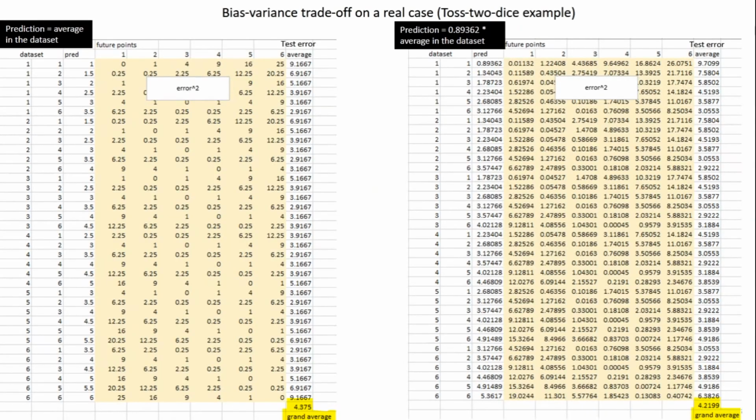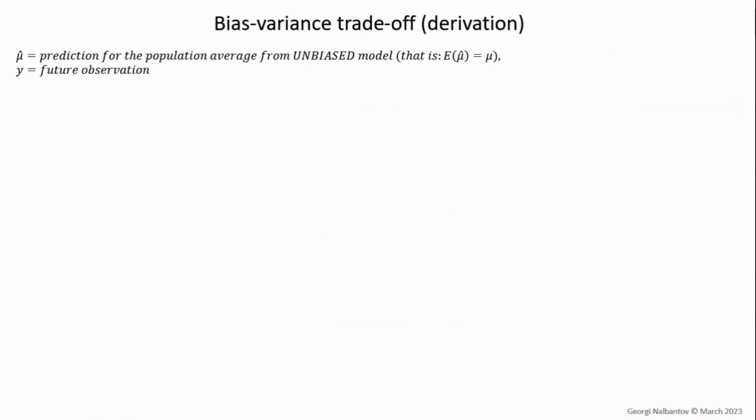Now, how did we come up with this penalization factor 0.89 in this case? So let's see one derivation. We have mu is the average, mu hat are our predictions over data sets. Unbiased predictor, which means that the expected value of our predictions over data sets is equal to the true mu. So expected value of mu hat is equal to mu. And y are future observations. Mean square error, we know what that means. It is how our predictor varies with the average.